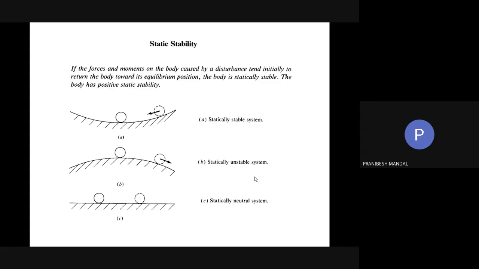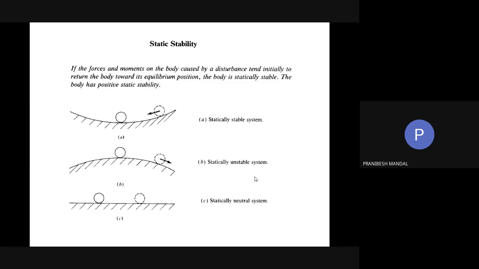If a static system, otherwise a stable system, is changed from its original position, then three things may occur. It can tend to come back to its original position as per the first figure, then the system is called statically stable. It may go on changing and changing and changing, then it is statically unstable. And for the third case, it will move to another position and then again become static. That is called statically neutral system.